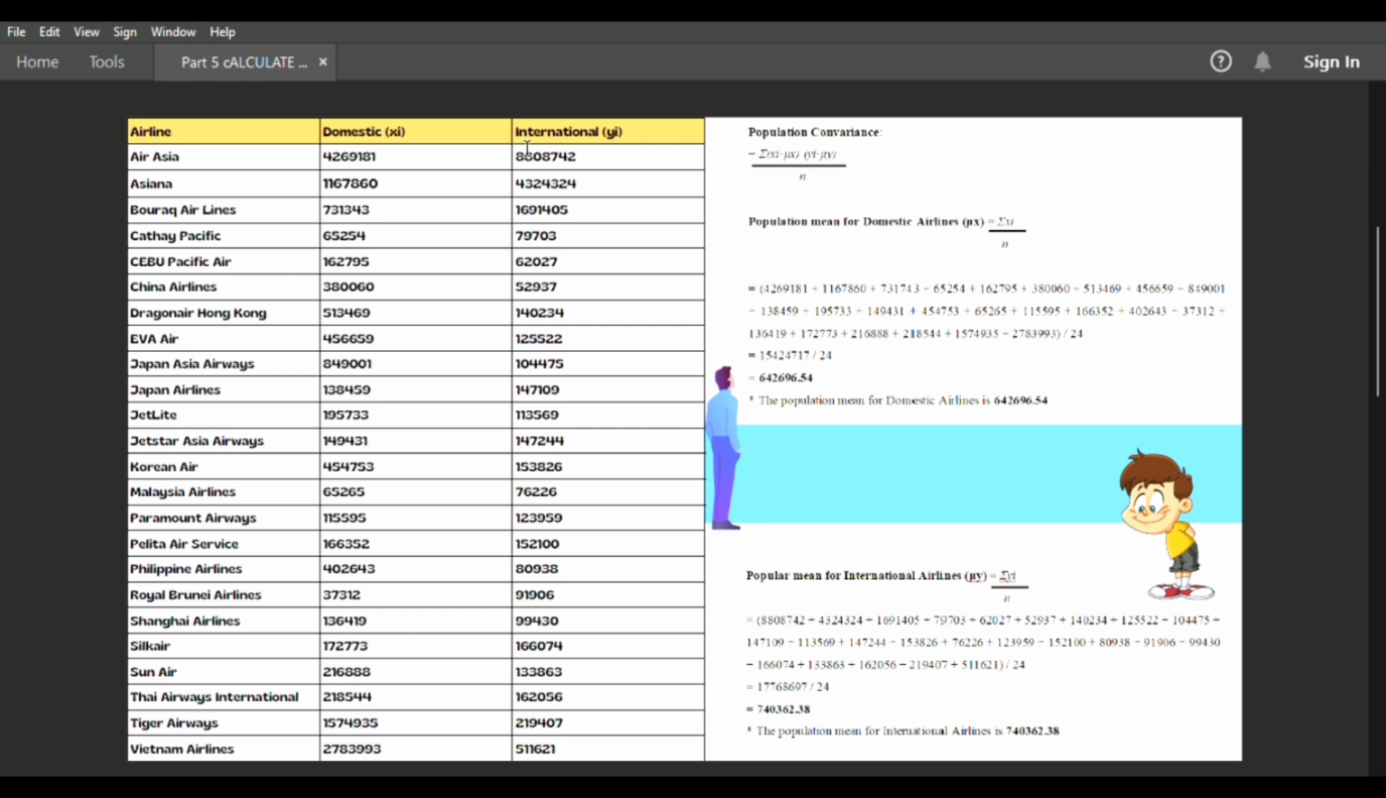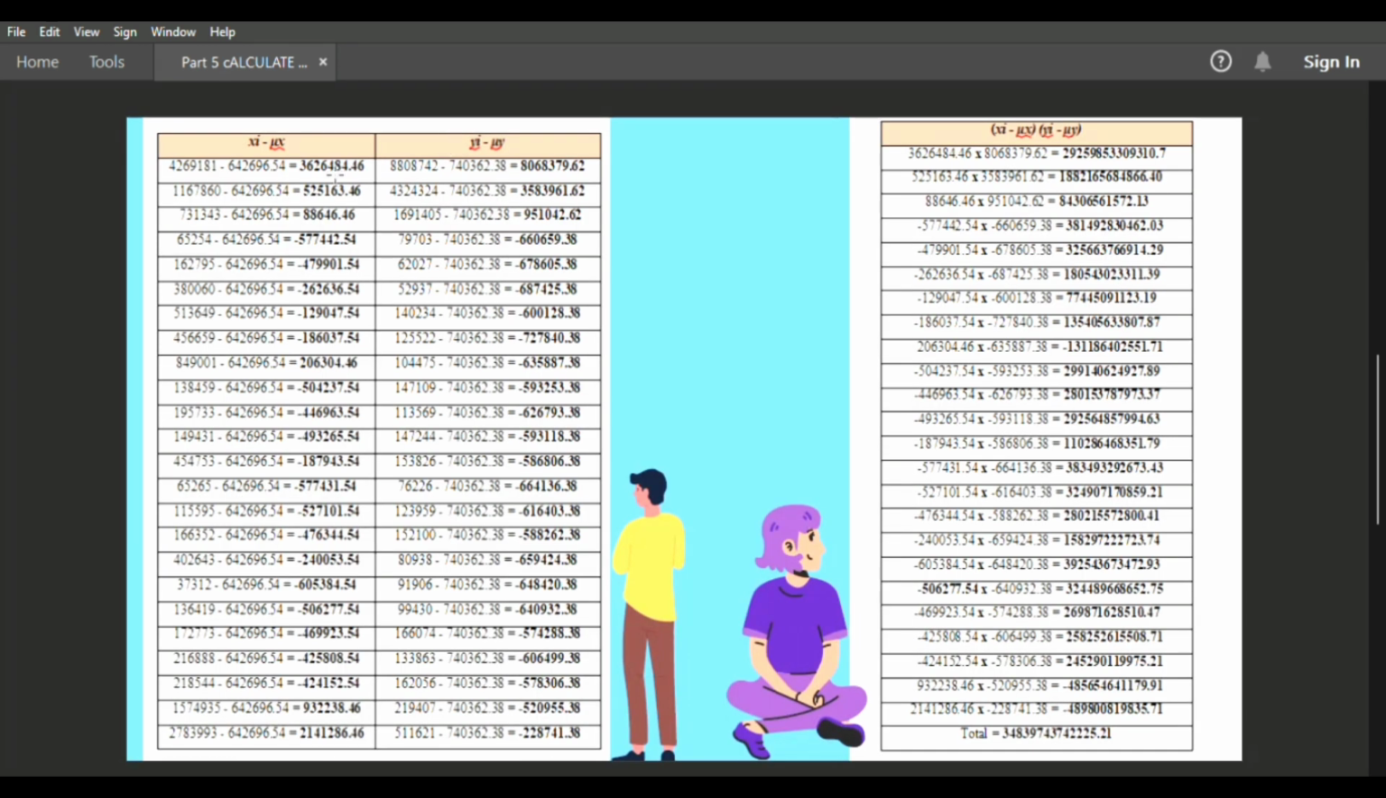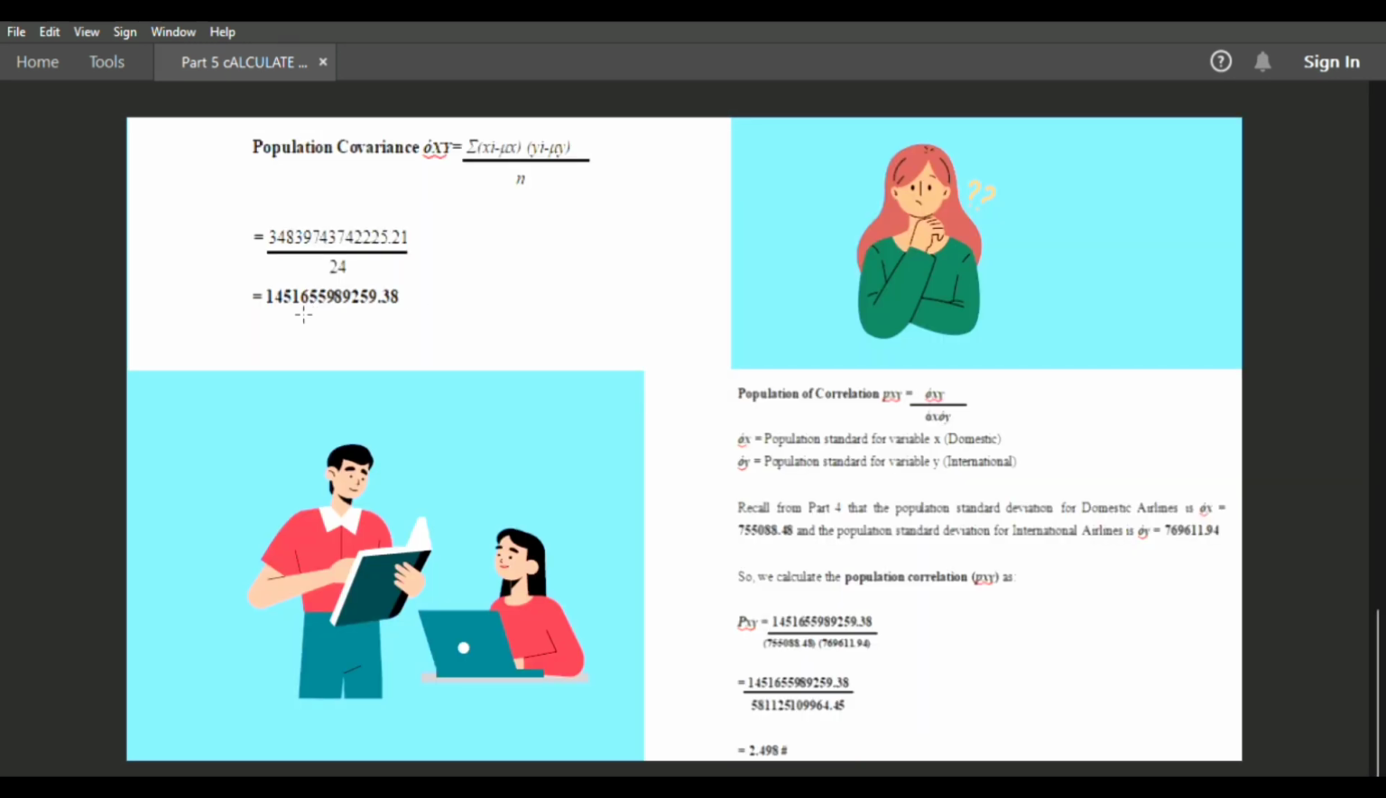To get the population covariance, we have to find the population mean first for both of the airlines. The table on the left side shows that we have to subtract the population mean from each and every data point for both of the airlines. Meanwhile, for the table on the right side, after we calculate, both airlines have to be multiplied, and we can total it and put it into the population covariance.